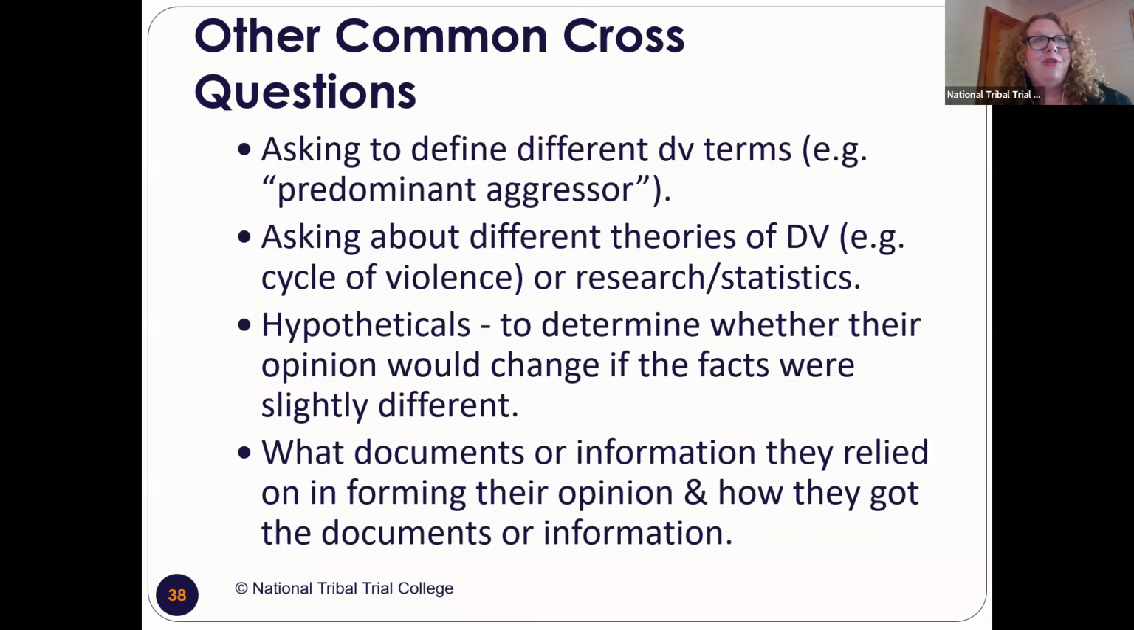Another thing they can do with your expert witness is start out all casual, and then they'll start to be like, it's not math, but like, what's the square root hypotenuse of 3? You know, ask them super technical questions like, please define these terms. What is a predominant aggressor, right? Or I'd like you to speak to Lenore Walker's cycle of violence and its acceptability today.